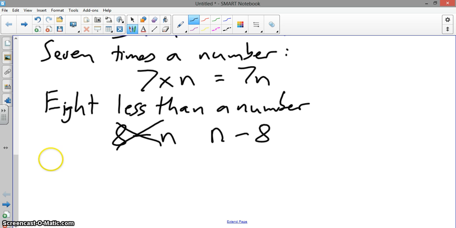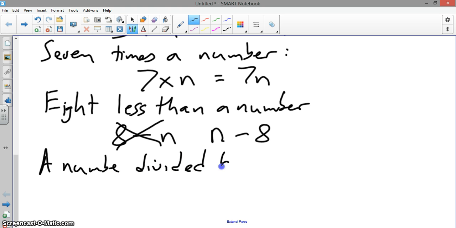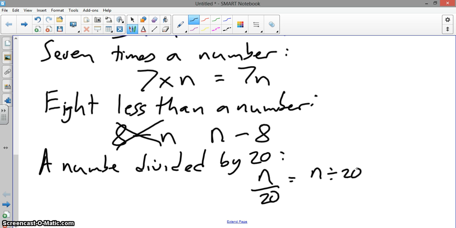Okay, let's see. Here's another example. A number divided by 20. Hey, all right. So a number divided by 20. n divided by 20. You can write it that way. You could do it this way. All right, let's move forward.